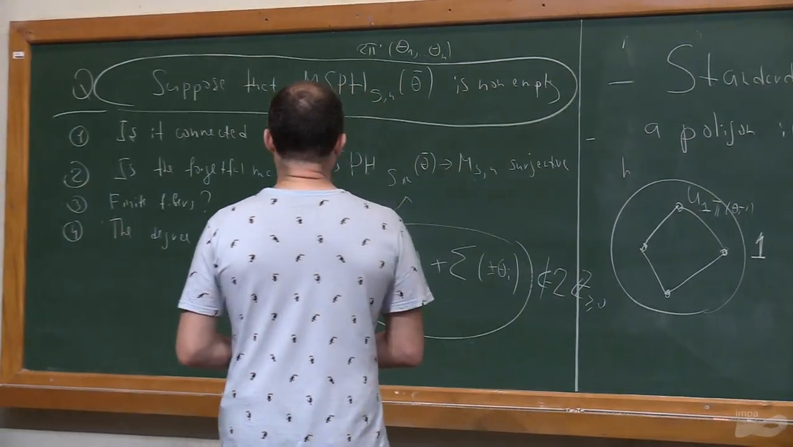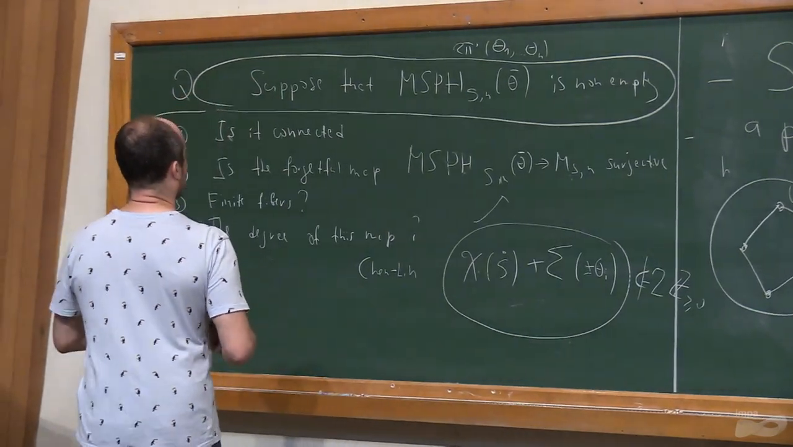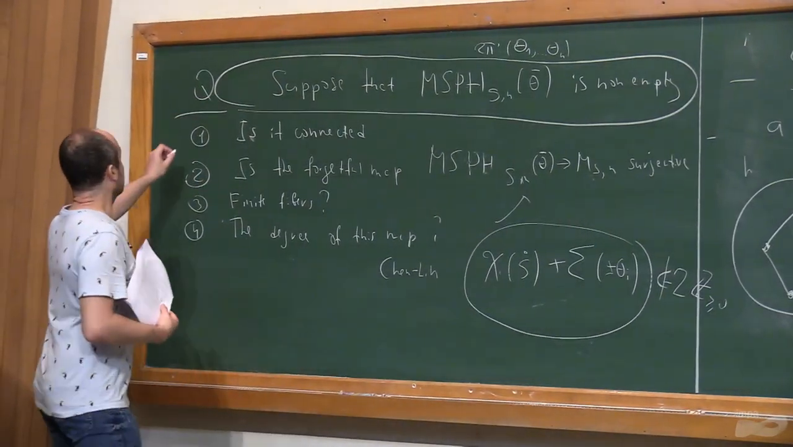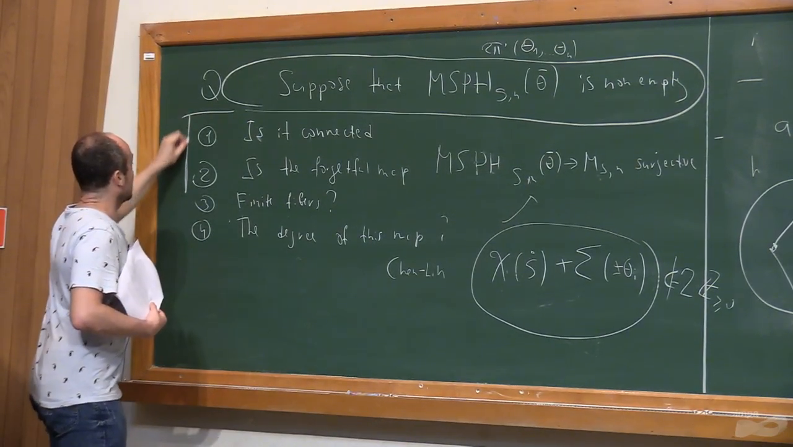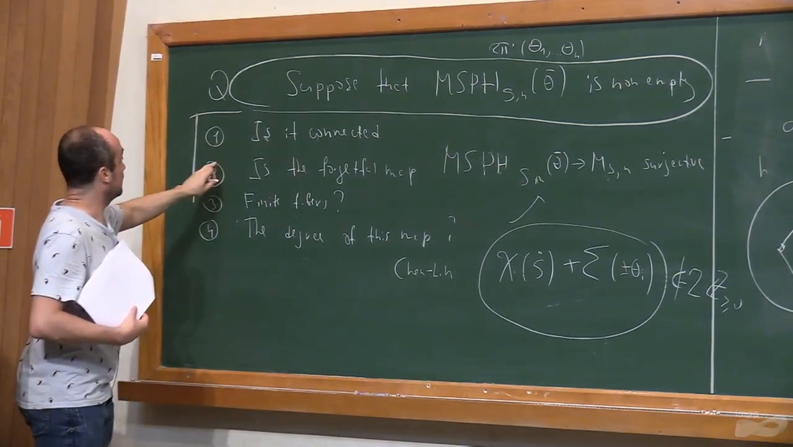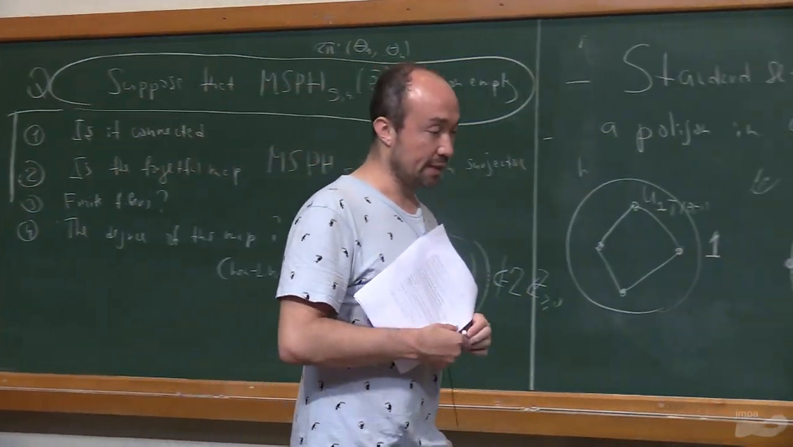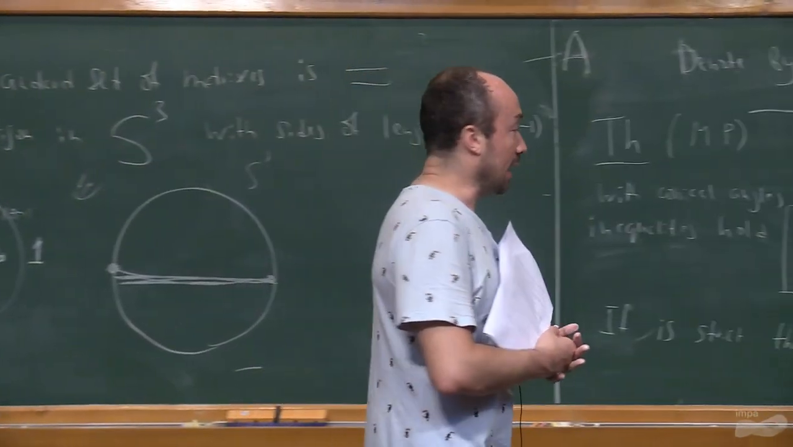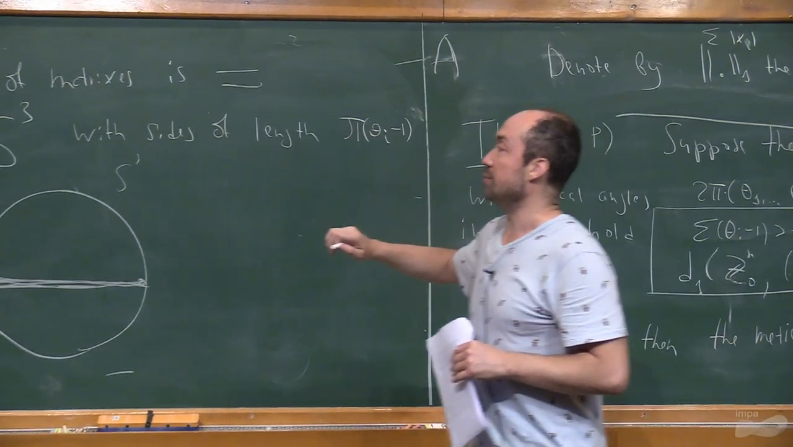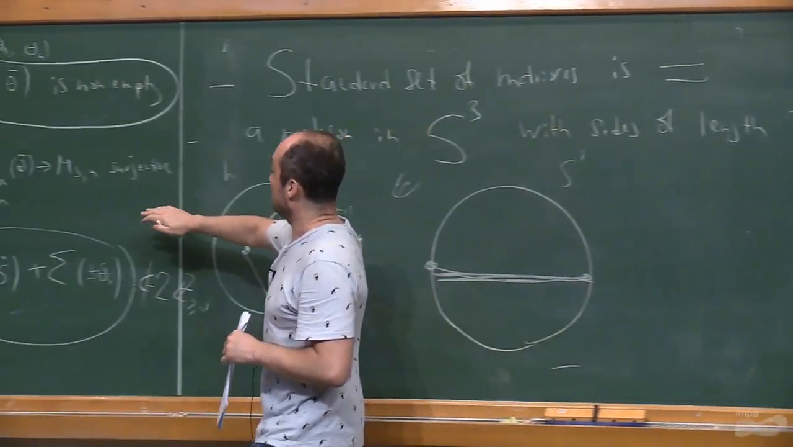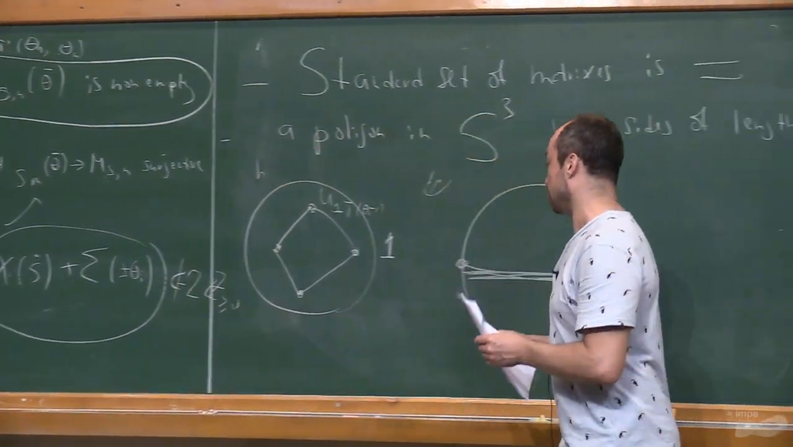Okay, so now finally, what I want to do is give you some examples which show that the moduli space of spherical matrices can be disconnected, and moreover that the image of this map to MGN is not necessarily surjective.